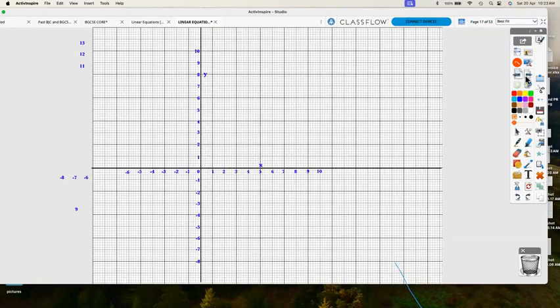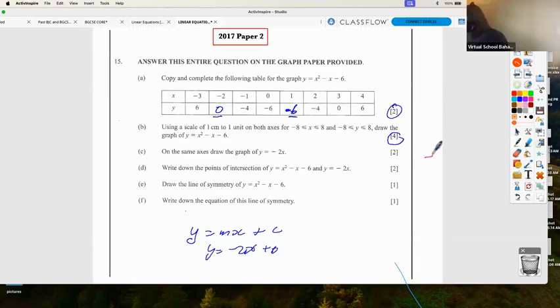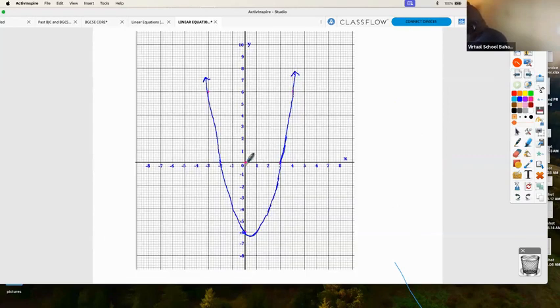Yes, sir. So minus 2x. I'm going to write minus 2x. So this minus 2 is our gradient, right? Now that we know this point, minus 2 means I will go up 1, 2, and across to my left 1. 1, 2, across 1. And if I want, I can come down 1, 2, across 1. And that is enough points to draw my line.